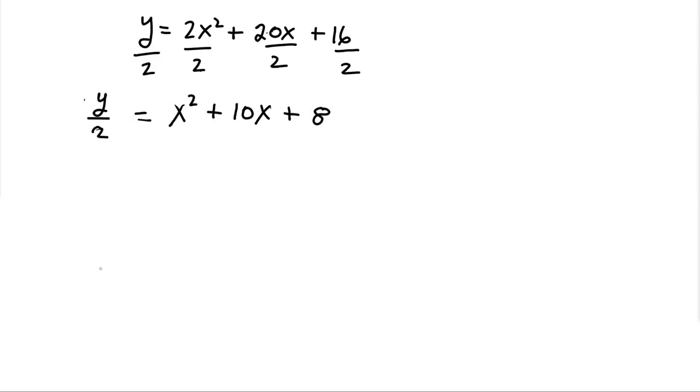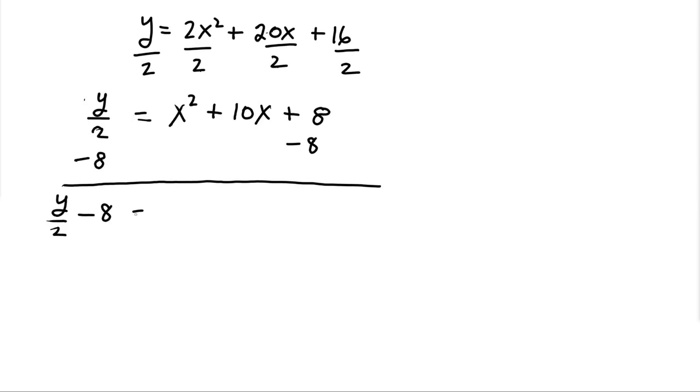Okay, so now I'm ready to do my second step. I need to get rid of that 8, so I'm going to bring the 8 over to this side. So I've got y over 2 minus 8, and on this side I've got x squared plus 10x.